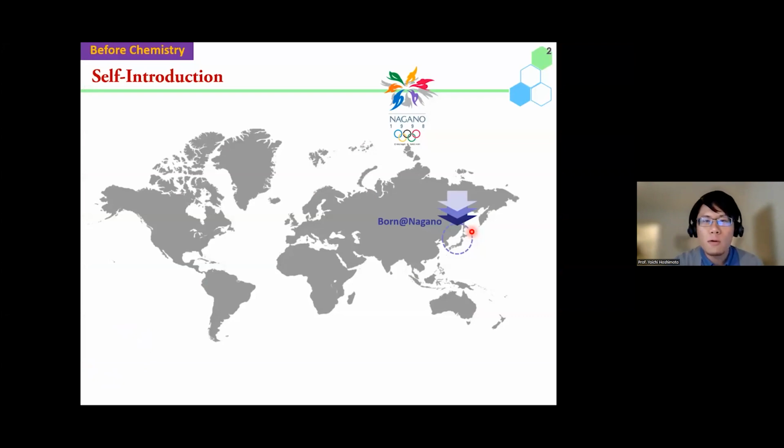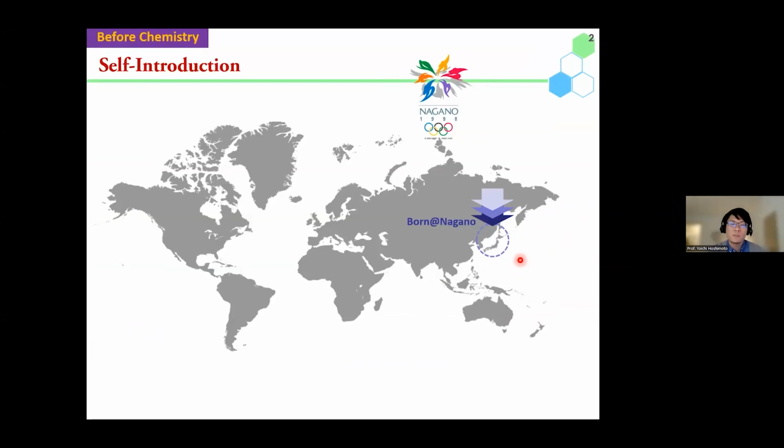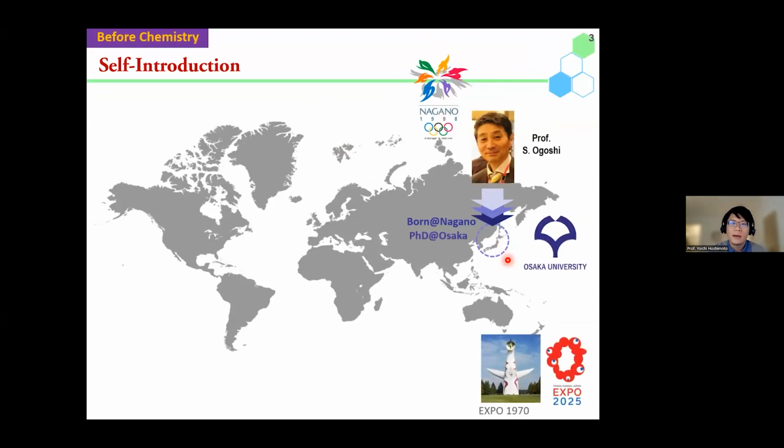Okay, so I was born in Nagano Prefecture, located at almost the center of the main island of Japan. Nagano is truly countryside, and I was very active in winter sports. So we had the Winter Olympics in 1998. It was really famous. And then I moved to Osaka, which held World Expo 1970, and will organize Expo 2025 again. So if you have any interest, please visit Osaka at that time.